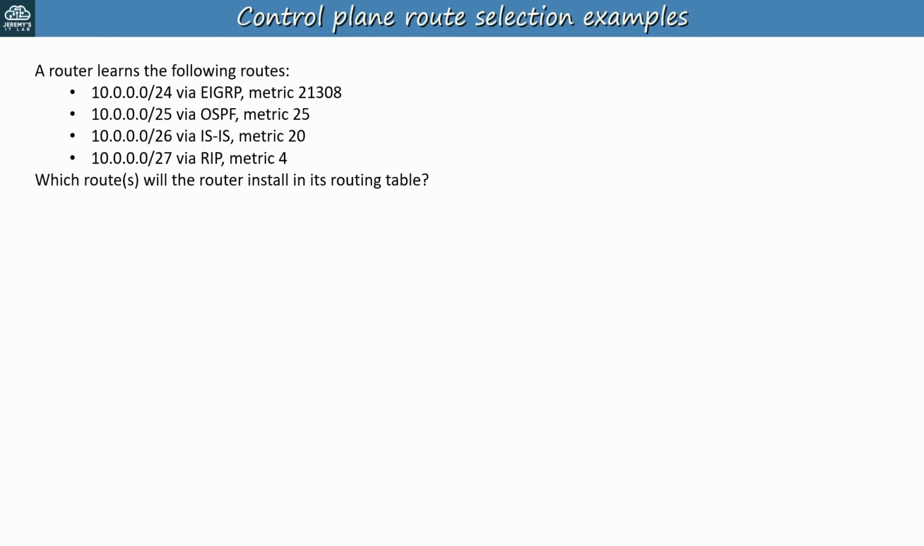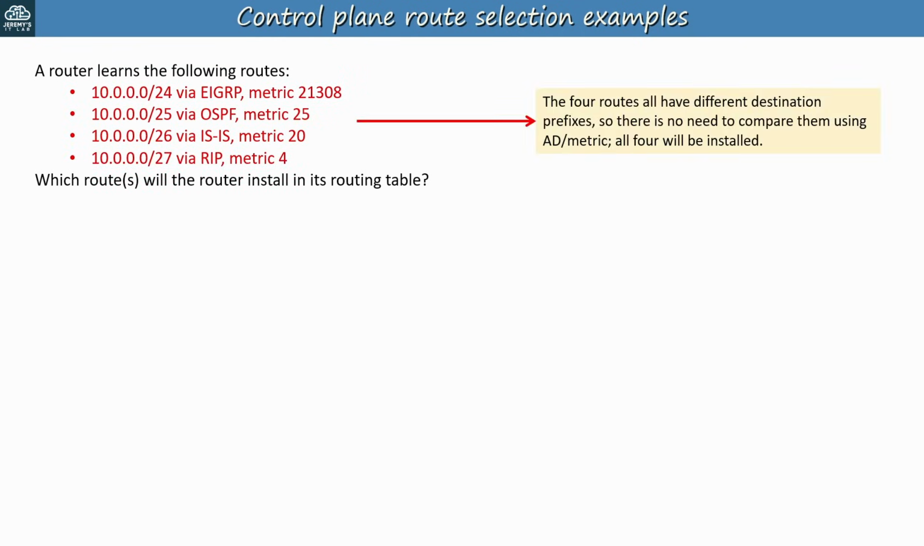Here's the first question. A router learns these 4 routes. Which route or routes will it install in its routing table? Pause the video if you want to think about it. The key here is that all 4 routes have different destination prefixes. So the router installs all 4 routes. AD and metric are only used to compare routes to the same destination prefix, the same network address, and the same prefix length. There's lots of overlap here. The /27 sits inside the /26, then the /25, then the /24. But for control plane route selection, they are different prefixes.